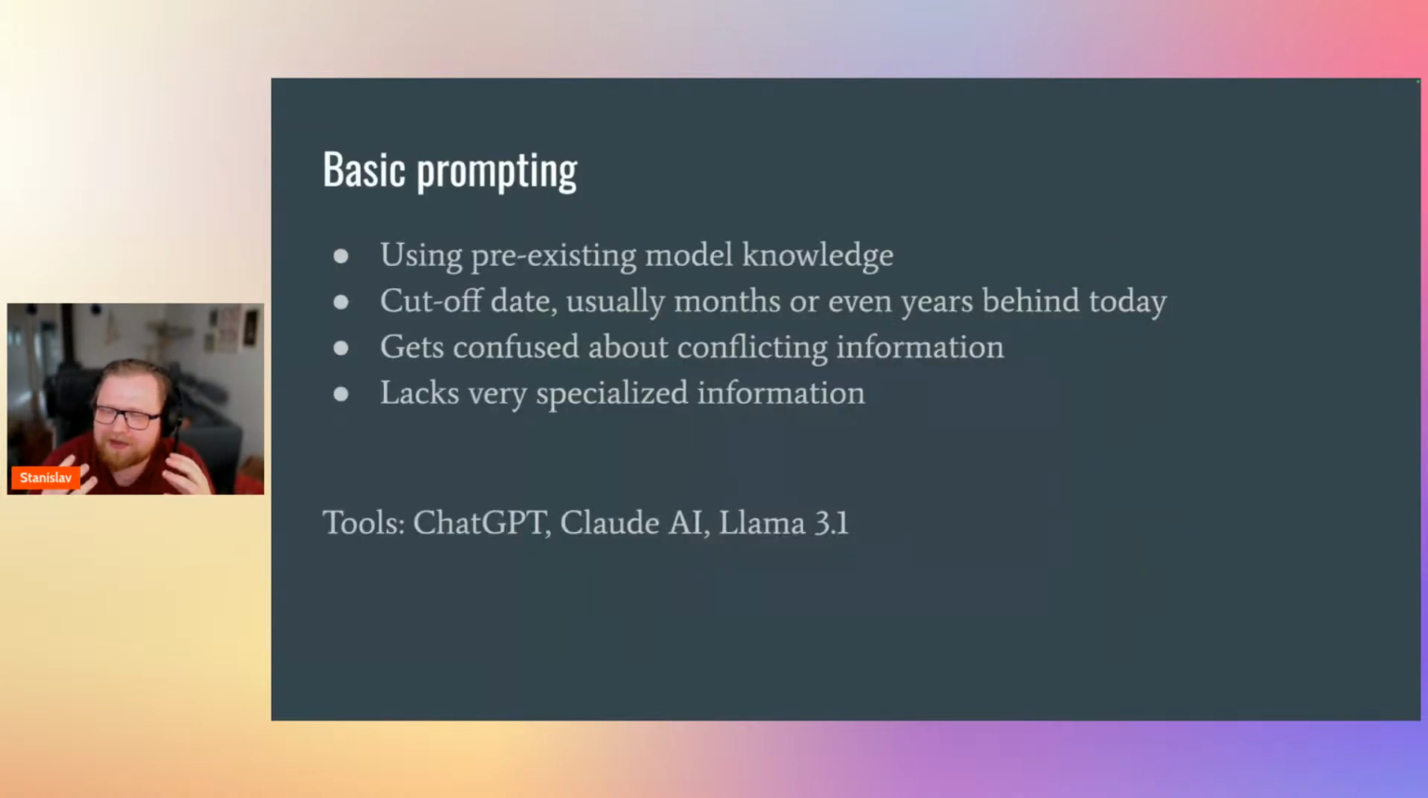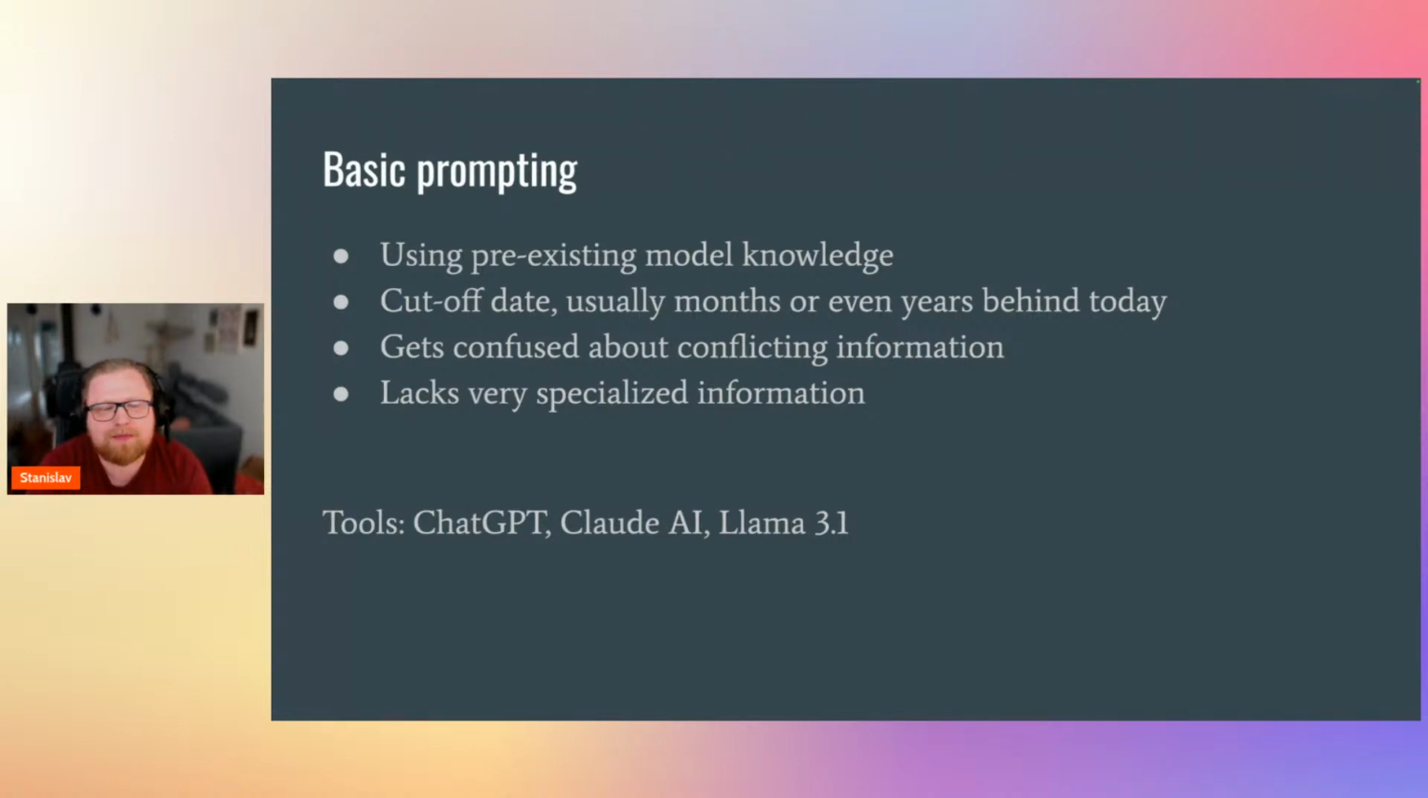The thing that we're all familiar with now is basic prompting. You basically open the chat window, you write your question, and you get the results back from the AI. It does this by using the pre-existing model knowledge, so they train it on all that data from the internet. And this is great. It gives great responses, of course, but there are some problems with this approach.